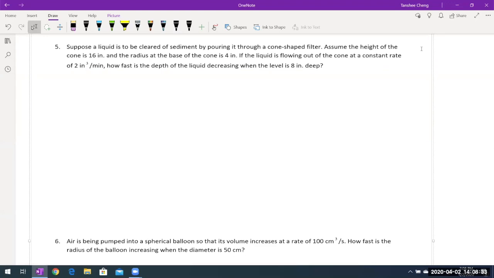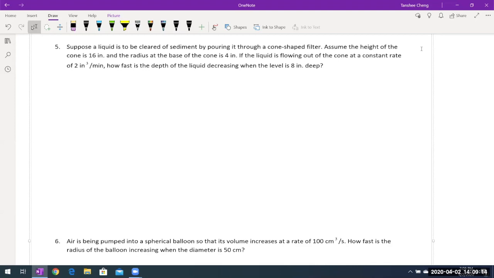Suppose that a liquid is to be cleared by pouring it through a cone-shaped filter. And assume that the height of the cone is 16 inches and the radius at the base of the cone is 4 inches. If the liquid is flowing out of the cone at the constant rate of 2 inches cubed per minute, how fast is the depth of the liquid decreasing when the level is 8 inches deep?